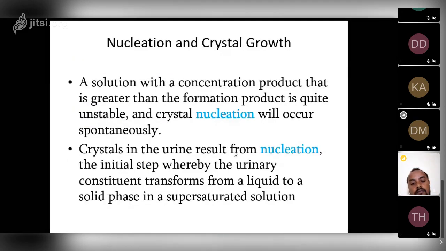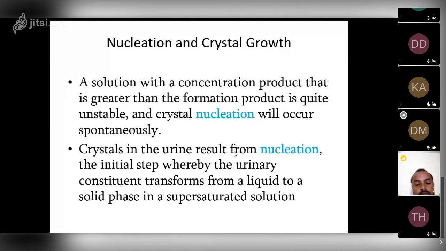The next step in the cascade is nucleation and crystal growth. A solution with a concentration product greater than the formation product is quite unstable, and crystal nucleation will occur spontaneously. Crystals in the urine result from nucleation, the initial step whereby the urinary constituents transform from the liquid to the solid phase in the supersaturated solution.